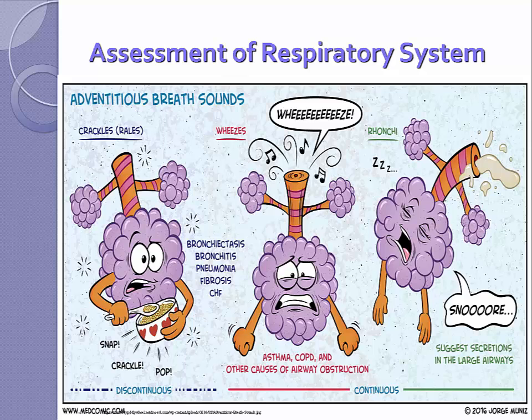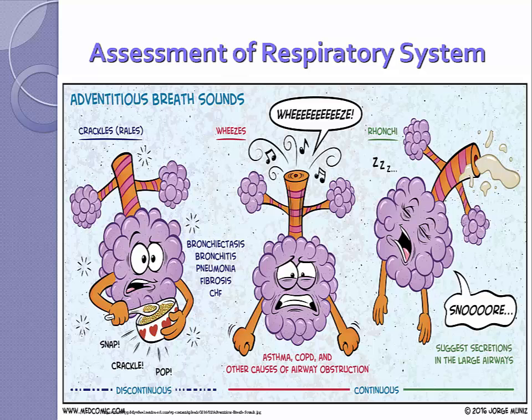Rhonchi are continuous rumbling, snoring, or rattling sounds from obstruction of large airways with secretions, most prominent on expiration. Wheezes are continuous high-pitched squeaking or musical sounds caused by rapid vibration of the bronchial walls, first evident on expiration, but possibly on inspiration as obstruction of the airway increases. Stridor is a continuous musical or crowing sound of constant pitch. This results from a partial obstruction of the larynx or trachea.